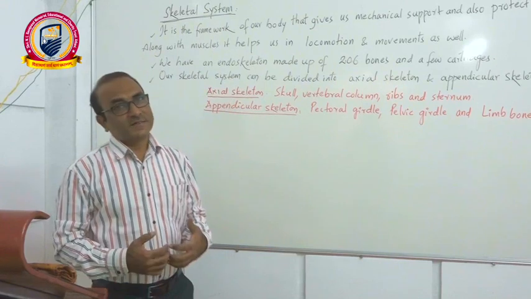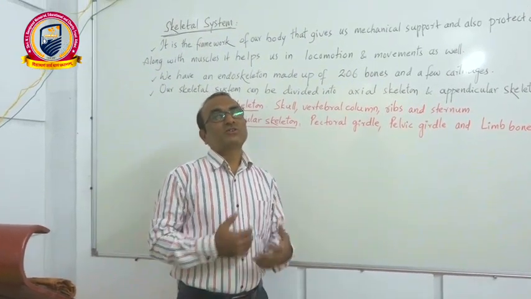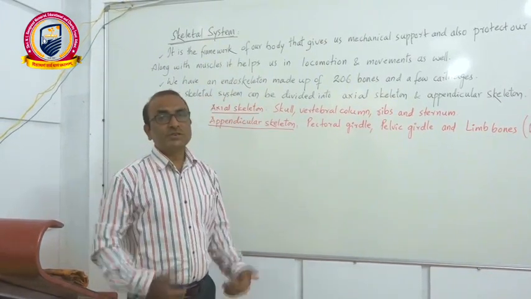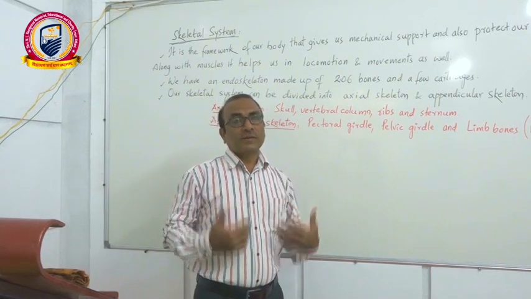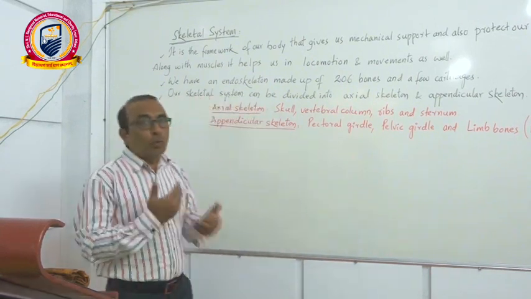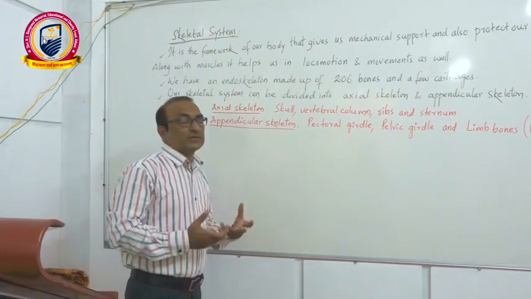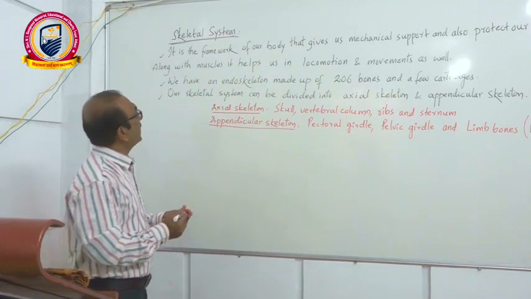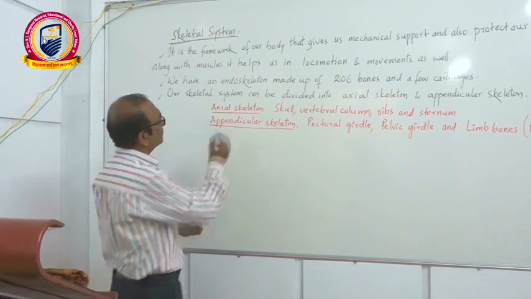So the skeletal system is the hard, bony structure in our body which supports our body, gives us the posture, supports and protects our internal organs and allows movements. Such a hard structure inside the body we call the endoskeleton. So we have got an endoskeleton.